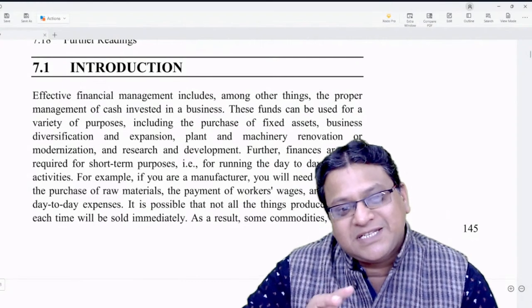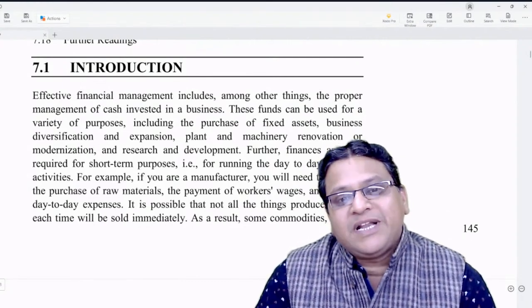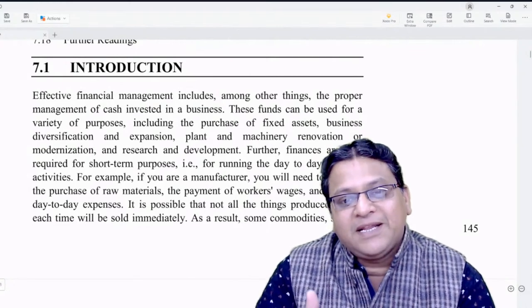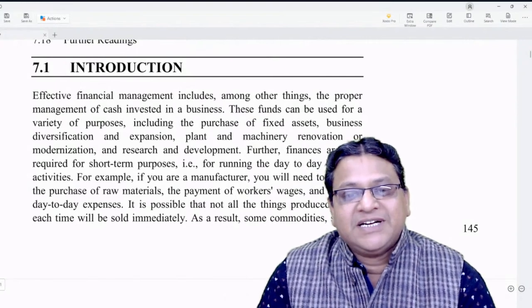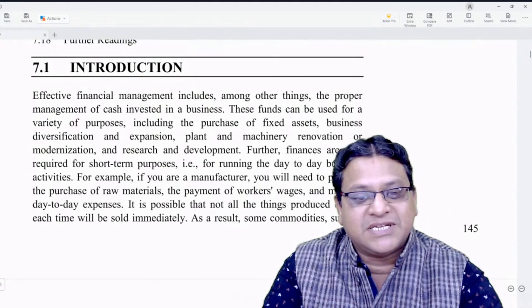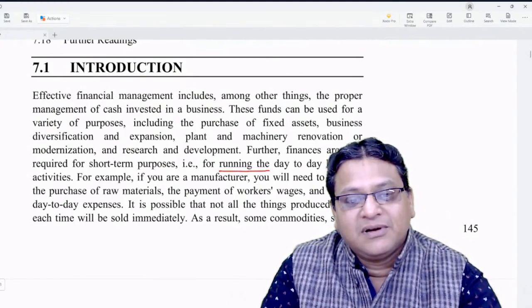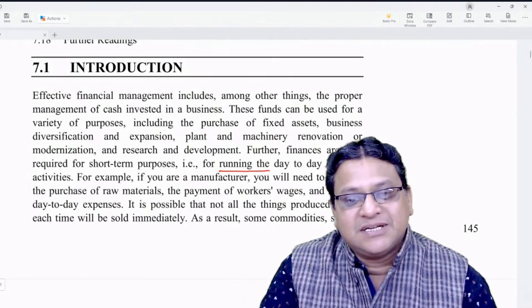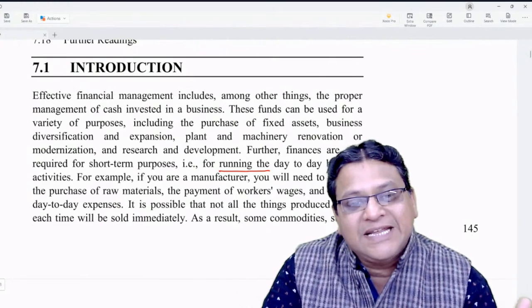बिजनेस को जो पैसा चलाने के लिए चाहिए उसको बोलते हैं वर्किंग कैपिटल. सो व्हाट इज वर्किंग कैपिटल? वर्किंग कैपिटल इज द कैपिटल रिक्वायर्ड फॉर रनिंग द बिजनेस. इट्स द कैपिटल रिक्वायर्ड फॉर डे टू डे अफेयर्स ऑफ द बिजनेस. इट्स द कैपिटल रिक्वायर्ड फॉर ऑपरेटिंग द बिजनेस.